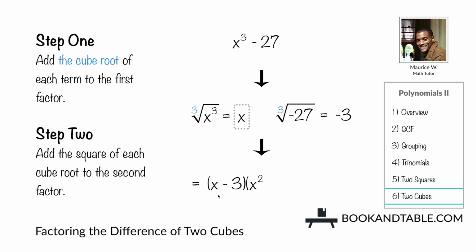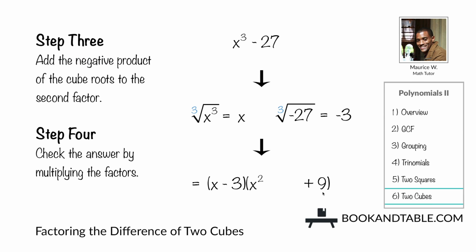And step 2, add the square of each cube root to the second factor. The first cube root was x. When we square this, we get x squared. The second cube root was negative 3. When we square this, we get positive 9. I'll place that at the end of the second factor.